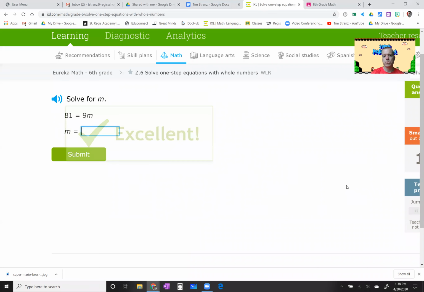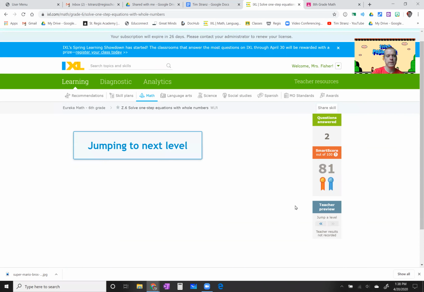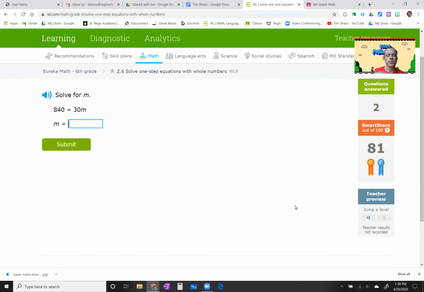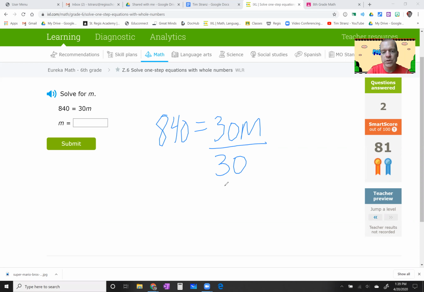Okay, let's go to some harder ones. You just got to remember, you always do the opposite of what the operation is currently. So let me show you this one. We got 840 equals 30 times m. You need to do the opposite of 30 times m, so you got to divide by 30. The opposite of multiplication is division. These cancel out, but you got to do this side divided by 30. So 840 divided by 30.